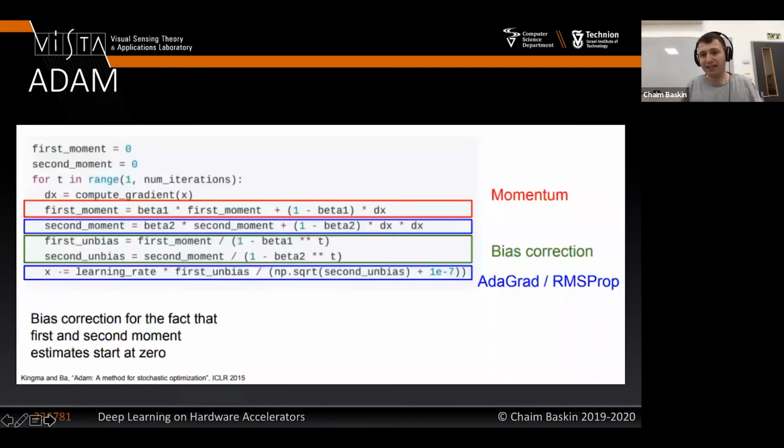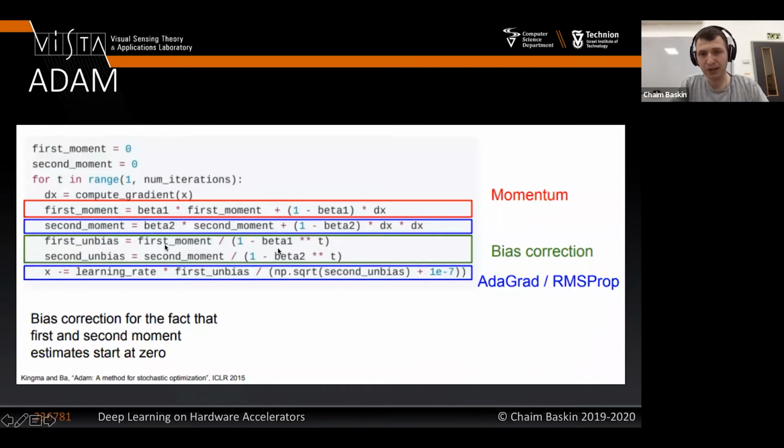So what is Adam? In Adam, we initialize the first moment and the second moment. We go through t iterations, compute dx, and compute the momentum. This is our first momentum, and this is the second momentum.